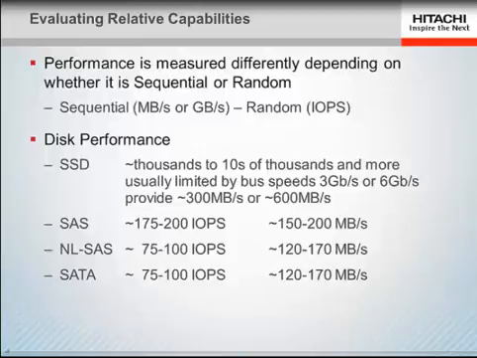SSD would be the highest performance, thousands to tens of thousands of IOs per second, typically limited by the bus speeds it's connected to. And it can provide 300 to 600 megabytes per second in a sequential workload. A SAS disk, depending on the rotational speed of the SAS disk, could perform a maximum of 175 to 200 IOs per second, or 150 to 200 megabytes per second. Typically, though, when planning throughput capacity, we would only use about 75 to 80% of that throughput.